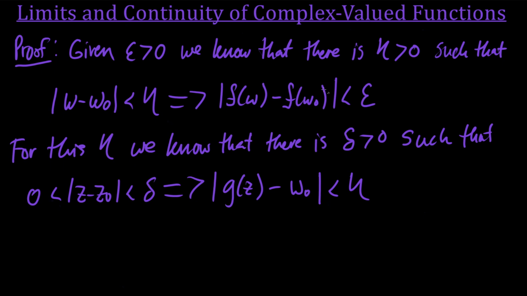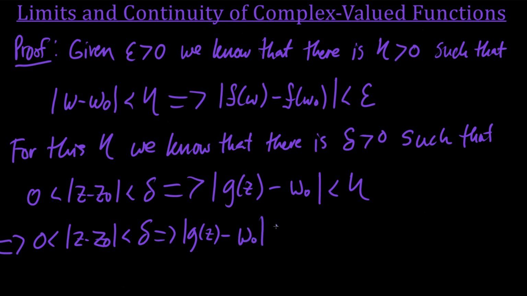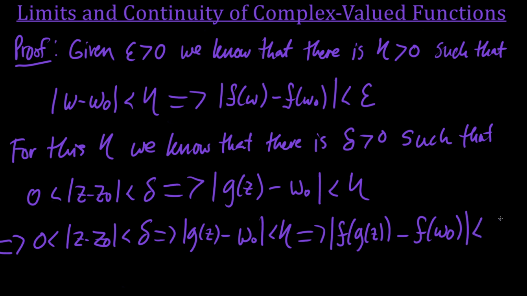Great. And so the last step of the proof is simply to string everything together. We're going to say that 0 being less than the modulus of z minus z naught being less than delta implies that the modulus of g of z minus w naught is less than eta. And then by the top implication, this implies that the modulus of f of g of z minus f of w naught is less than epsilon, which is precisely what we were trying to show. So the proof of the theorem is complete. And that's it for this video.